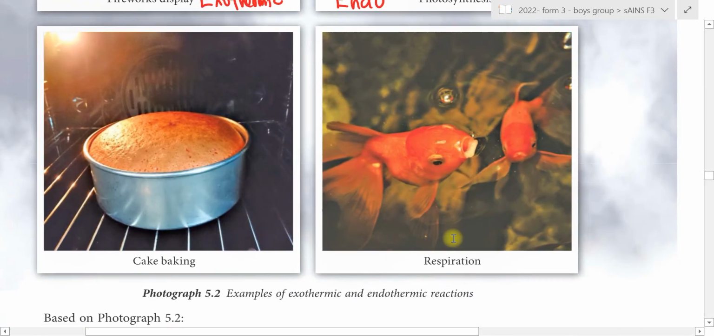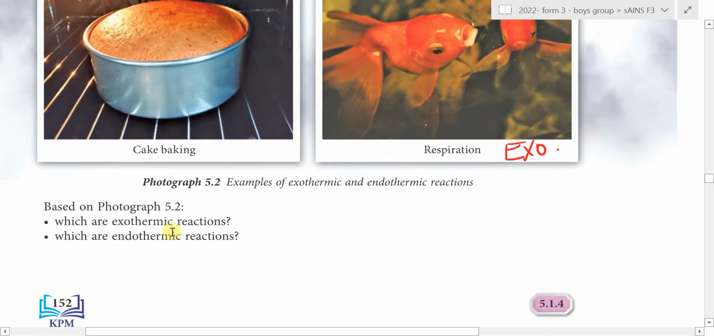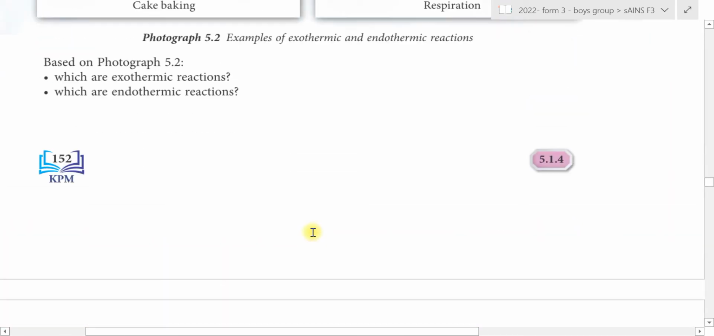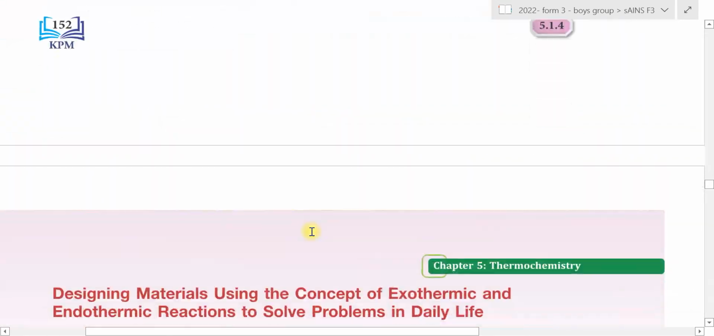Next, cake baking. Baking, frying, all cooking uses heat, same thing. And for respiration, you can test it yourself. Try blowing your breath out. You can feel the heat, so heat is released. Exothermic. So we will see more of this exo and endo in your exercise. Your textbook only gives you these four.